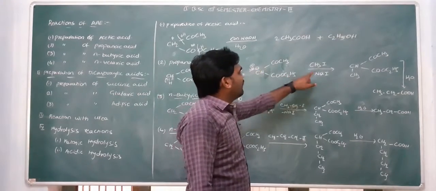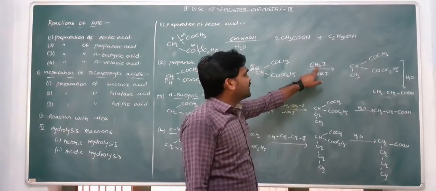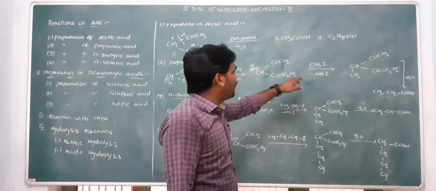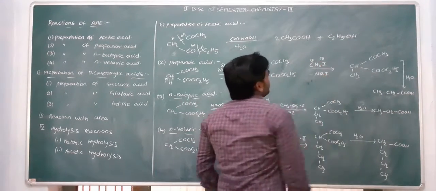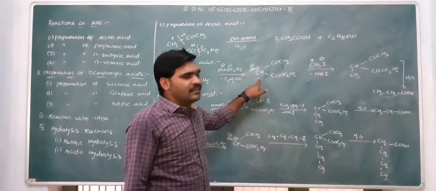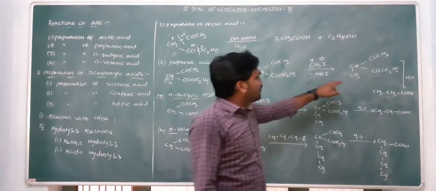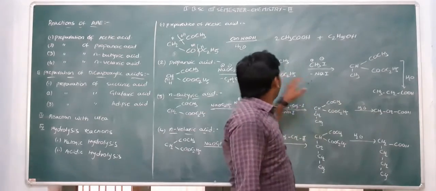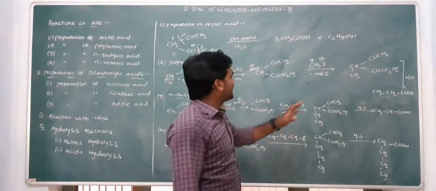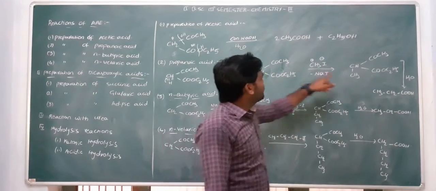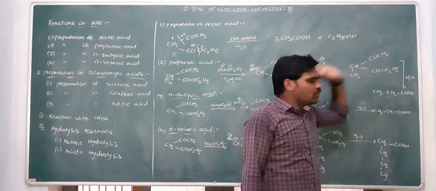The remaining CH minus is reacted with CH3I, methyl iodide, containing CH3 plus and I minus. CH3 plus attacks the CH minus ion. So we get CH with CH3, and the rest does not change: CH3CO, CH(CH3), COOC2H5.